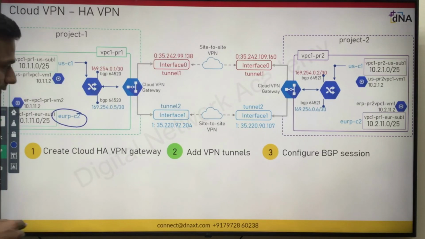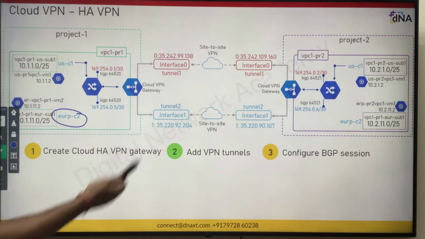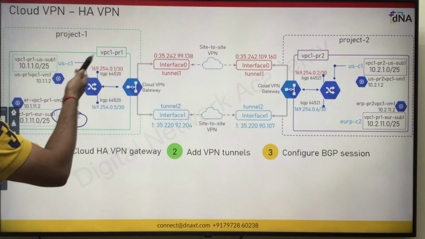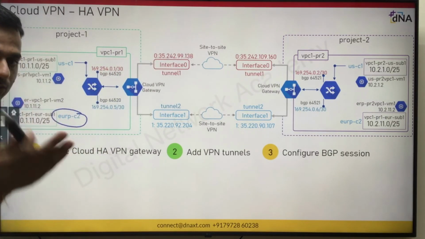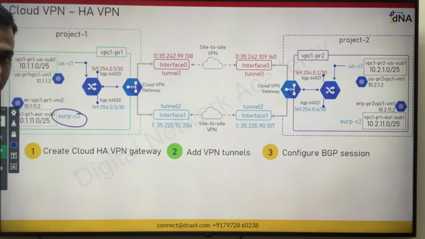Then the alternate way is to configure another HA VPN between Europe and Europe, like you have configured between US and US. This is not the best practice, right? If you have 4, 5, 6 regions, will you go and configure the HA VPN between all the regions? No. Go and change the dynamic mode. From where will you change the dynamic mode?